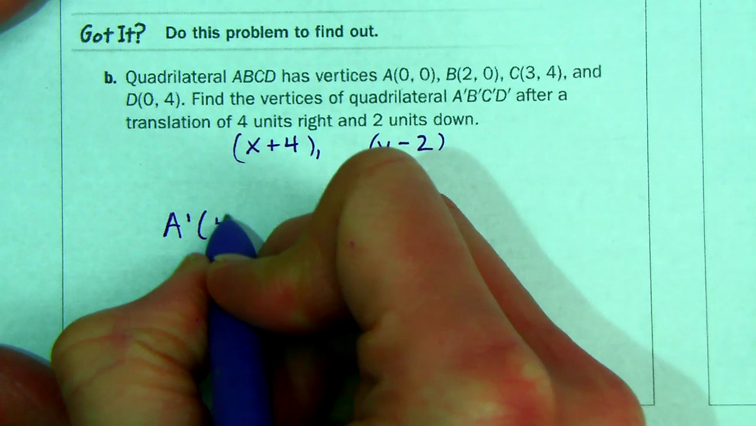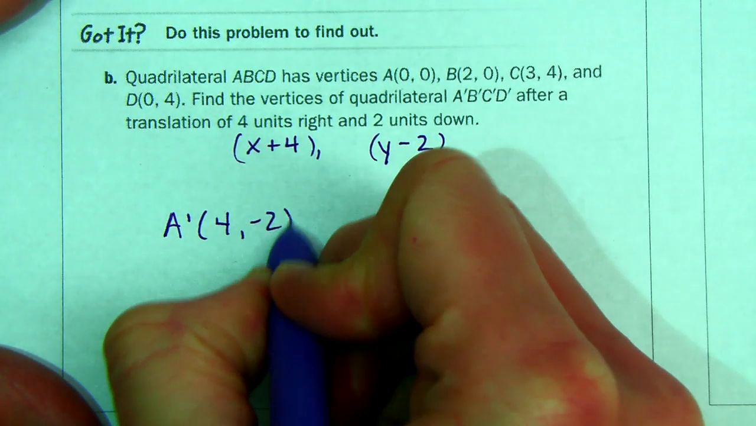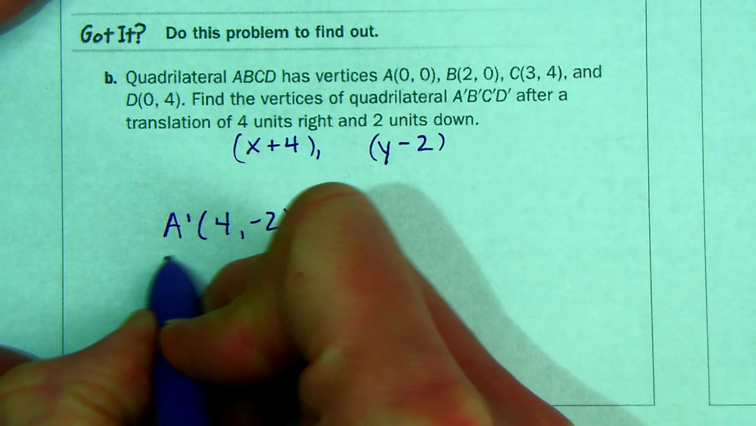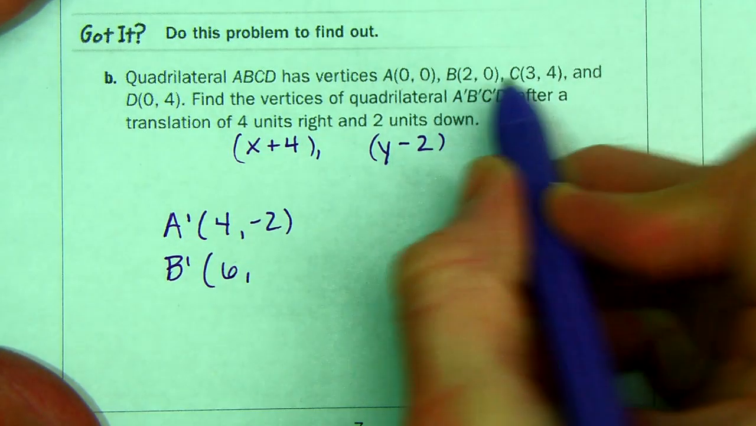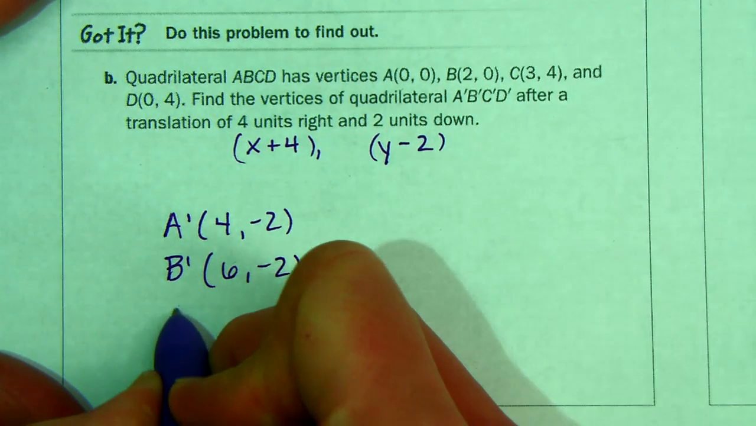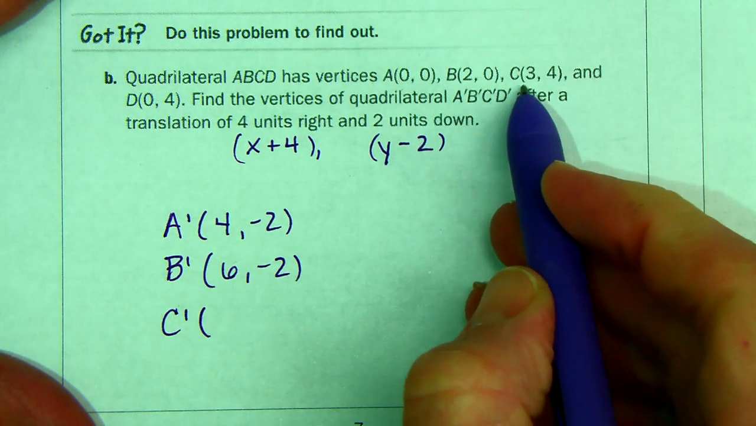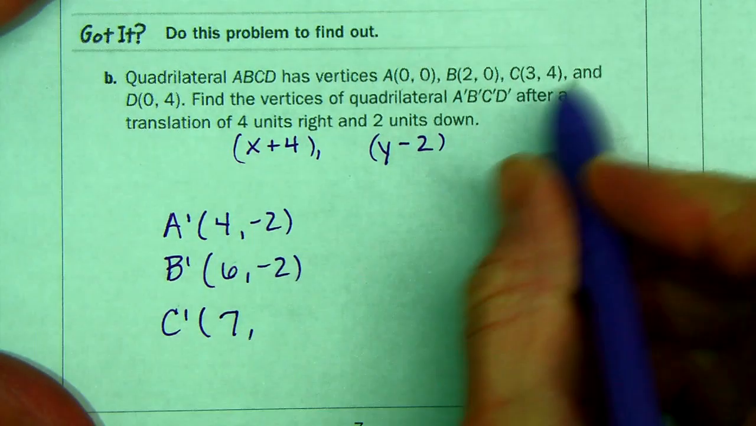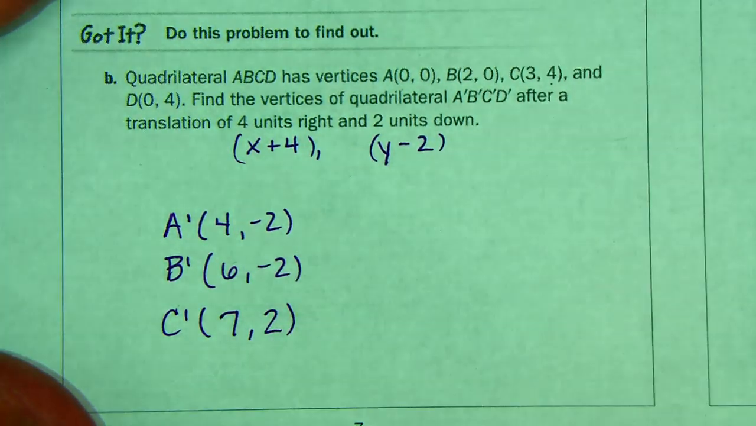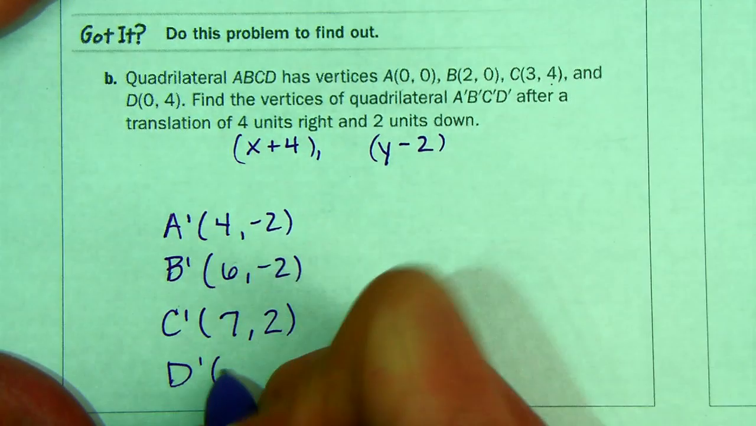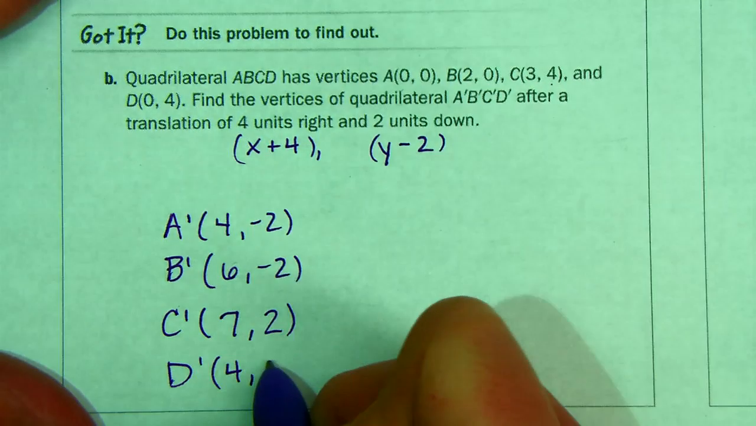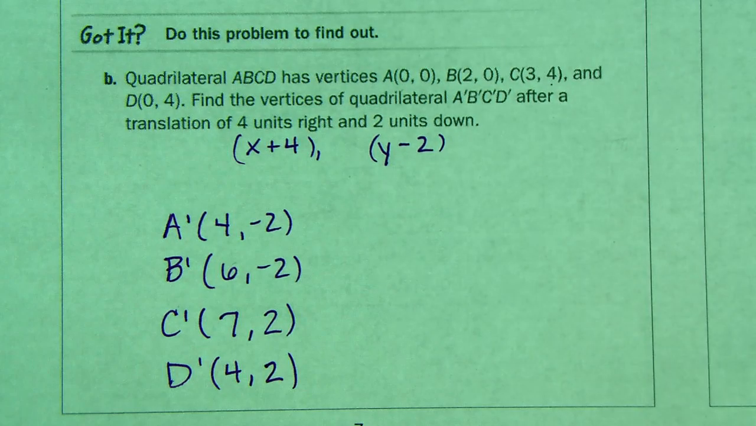B prime, add 4 to the x, that'd be 6, subtract 2 from the y, -2. C prime, add 4 to the x, that's 7, subtract 2 from the y, that's 2. And D prime, add 4 to the x, 4, subtract 2 from the y, 2. So we can do it without graphing. However, if the question asks you to graph, you need to make sure you do that. All right, one last example on slide number 8, and then you are free to work.